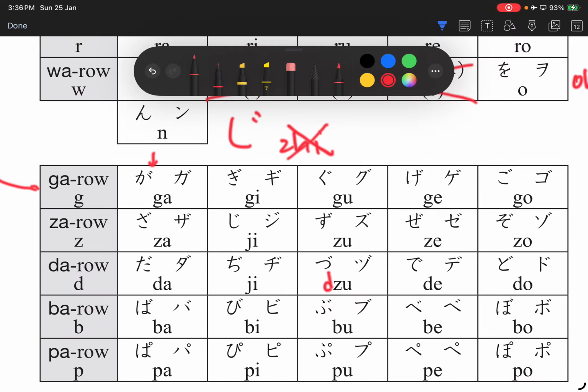So you can think of it as a DZU sound. Same thing, I also rarely see this one. We only use it in one word called 続いて. It means to continue. I only see it there only.